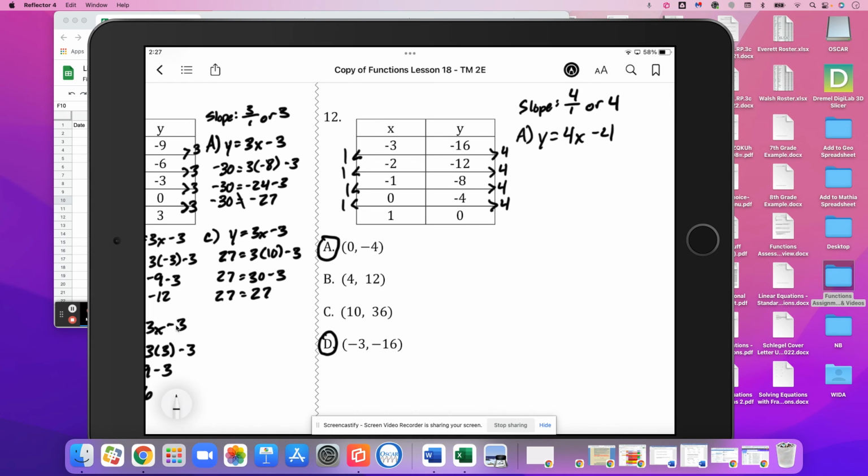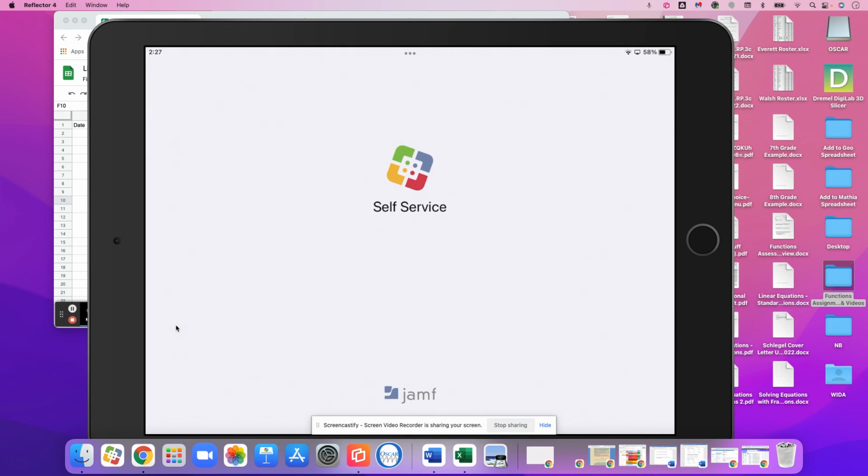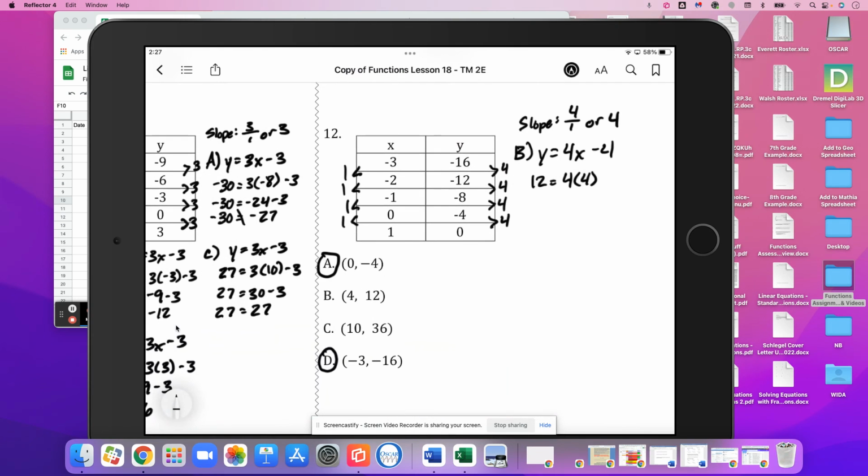And so we need to test point B. So I'm going to change that to be point B, not point A, because we already got point A. We proved it's already there. So we're going to test point B. And so we've got 12 as our y value is equal to 4 times 4 minus 4. So 12 is equal to 16 minus 4. The answer is yes, 12 is equal to 12. So B satisfies the function. We need to test C, and we're done with this page.